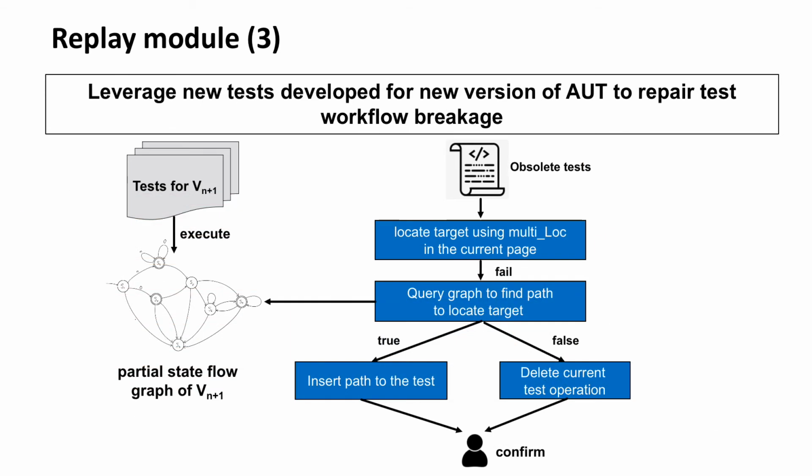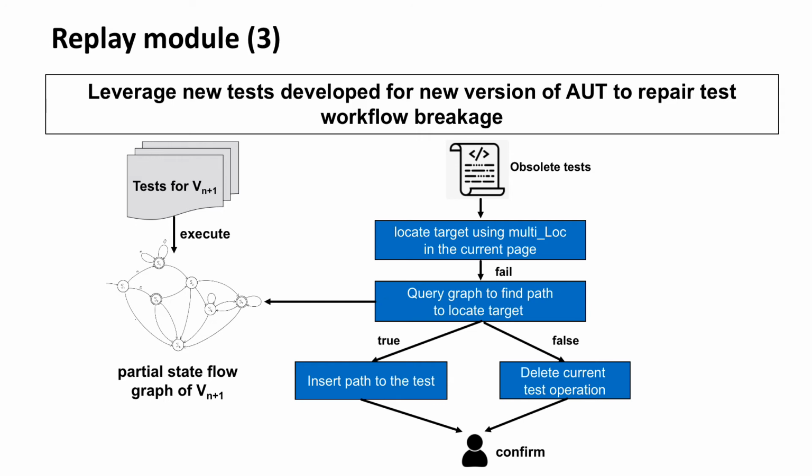To repair local workflow breakage, WebRR first runs the new test developed for the new version of the application to construct the partial state flow graph. Then WebRR runs the obsolete tests. It first uses the multi-locators to try to identify the target in the current page.